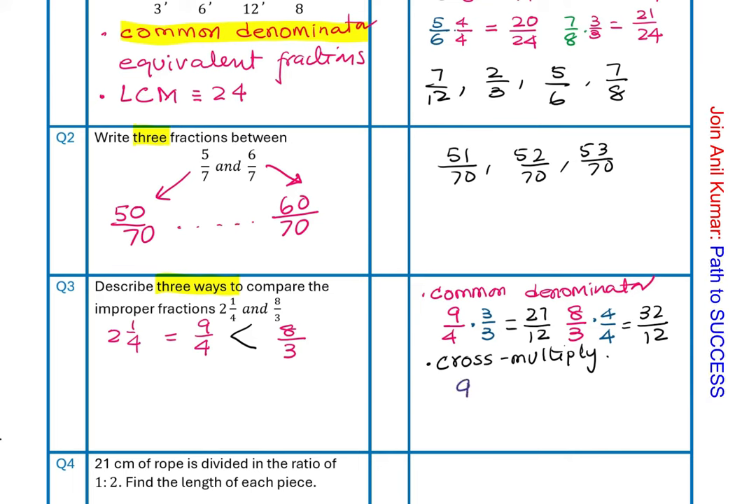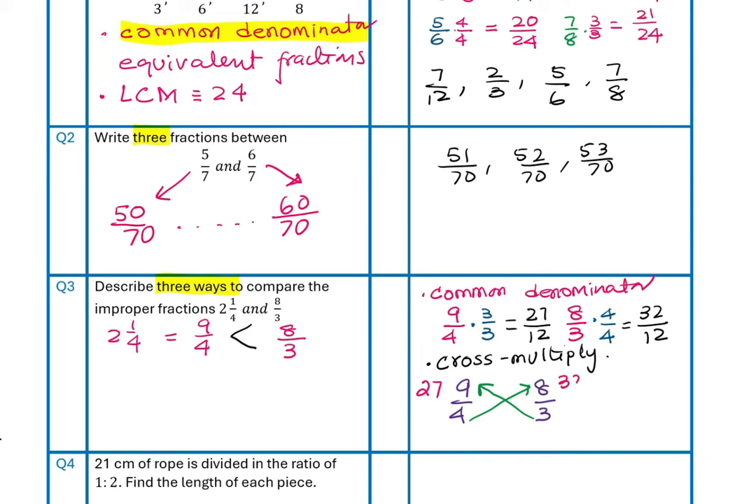We want to compare the two fractions 9 by 4 and 8 by 3. Cross multiply means multiply 4 with 8 and 3 with 9. That is cross multiply. So when you do that, you get 3 times 9 as 27, 8 times 4 as 32. We know 32 is greater, right? So we got a result, which is exactly same as we did earlier. So sometimes, especially when you are comparing two fractions, cross multiplication is the best technique.